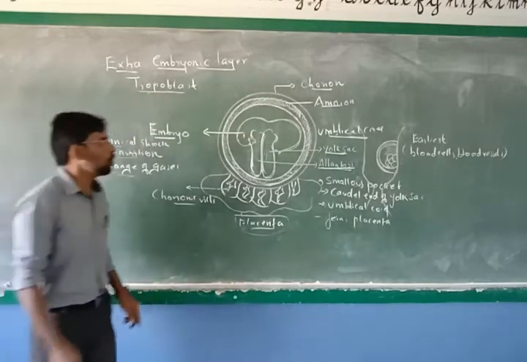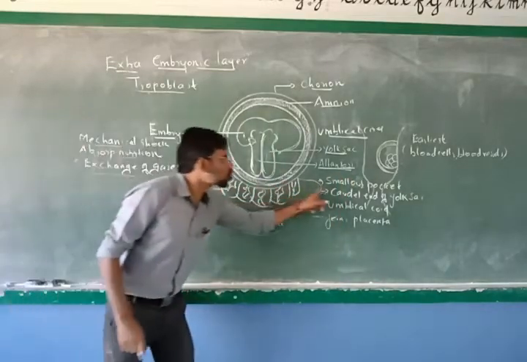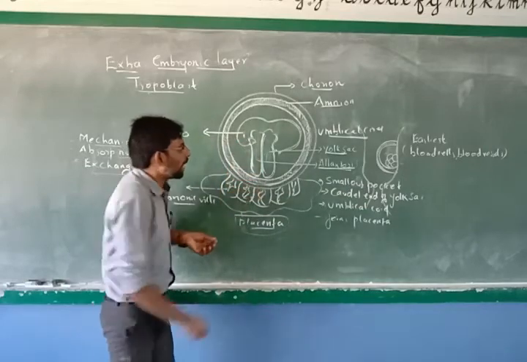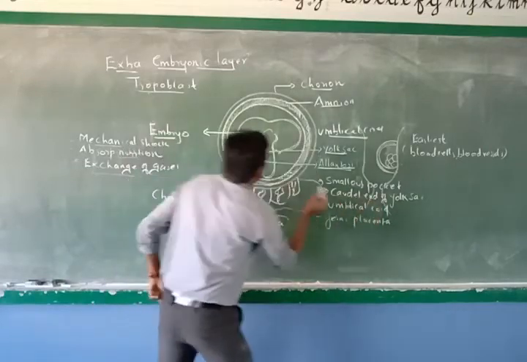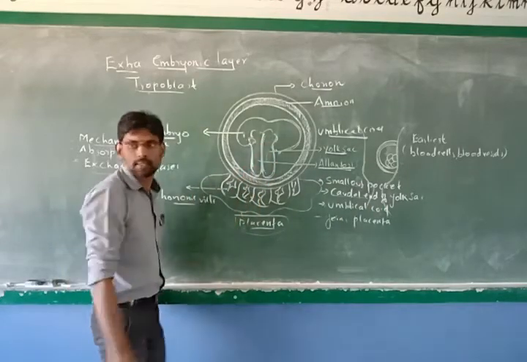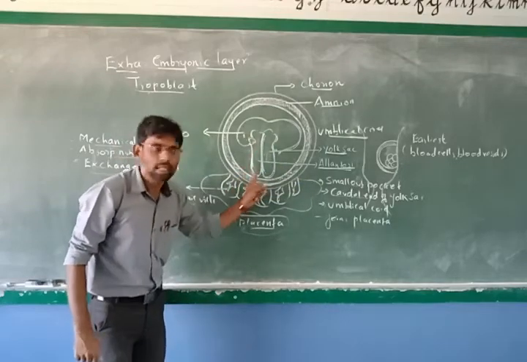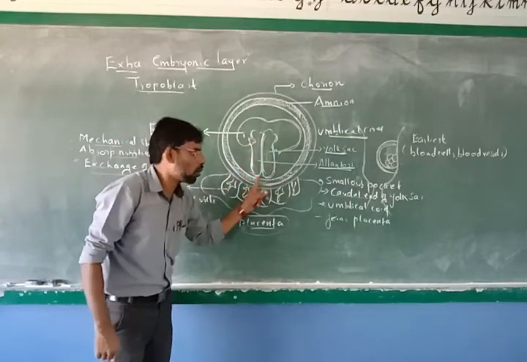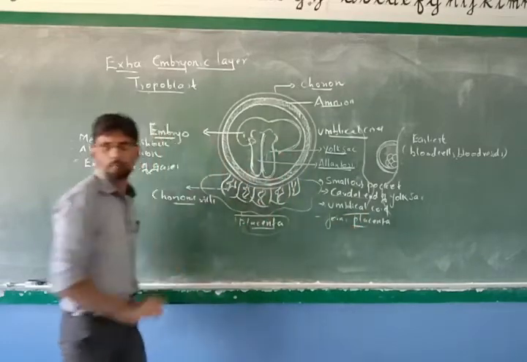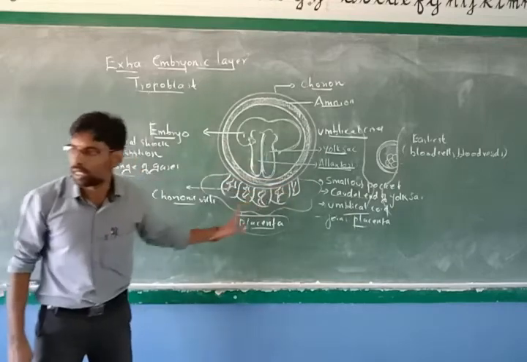So now when you talk about the allantois, the allantois is a small out pocket coming out. It is at the caudal end, that means where the end of the yolk sac is there, from there it starts. It is a small out pocket present on the caudal end of the yolk sac, forms the umbilical cord, joins the placenta. That much clear? So you can write what is allantois.